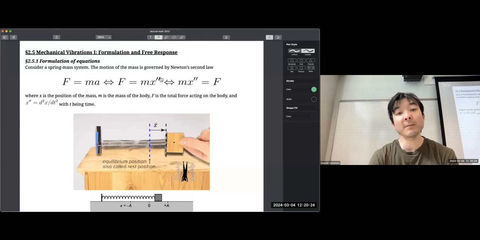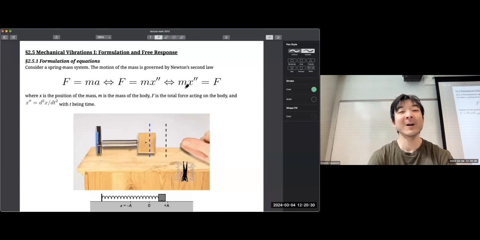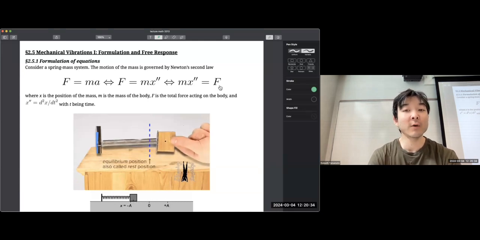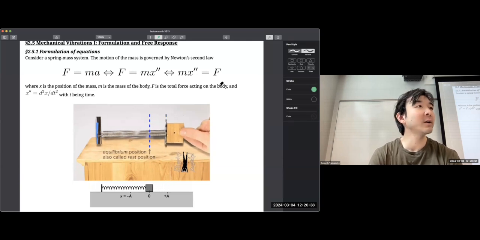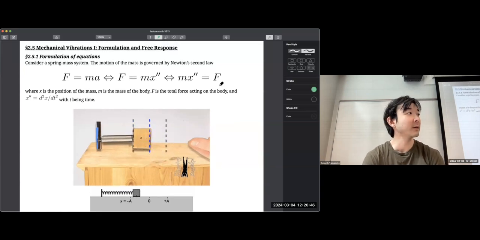And then I'm just flipping the equation so that we're used to seeing x double prime on the left. So I'm just doing that. So this is the same as mx double prime equals F. And F is like your right-hand side in this case. And here you can appreciate why we call it the forcing function, because it's the force that's on the right-hand side of this Newton's second law.